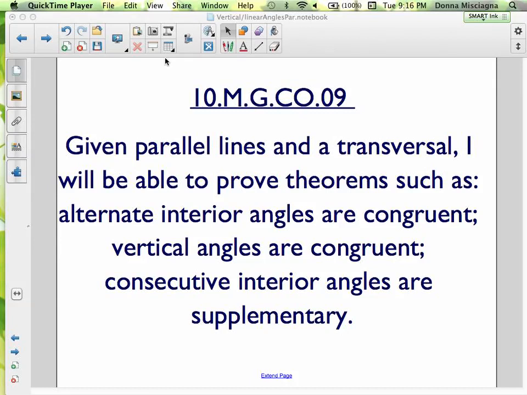The lines in transversal, I will be able to prove theorems such as alternate interior angles are congruent, vertical angles are congruent, consecutive interior angles are supplementary. So we're going to be proving some things about angles formed by parallel lines.